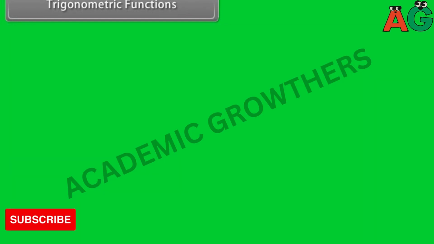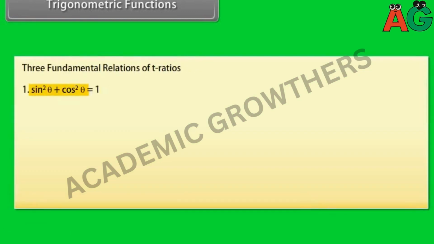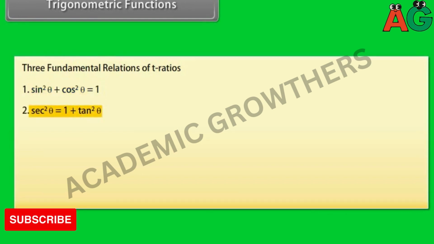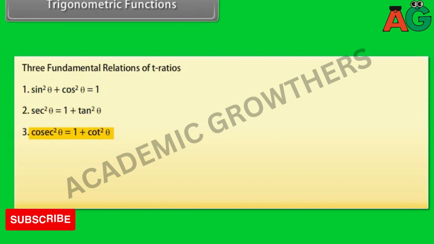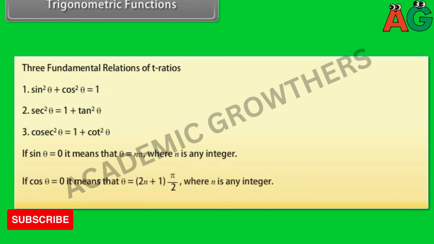Trigonometric functions. Three fundamental relations of T ratios. Sin square theta plus cos square theta equal to 1. Sec square theta equal to 1 plus tan square theta. Cosec square theta equal to 1 plus cot square theta. If sin theta equal to 0, it means that theta equal to n pi, where n is any integer. If cos theta equal to 0, it means that theta equal to (2n plus 1) pi by 2, where n is any integer.